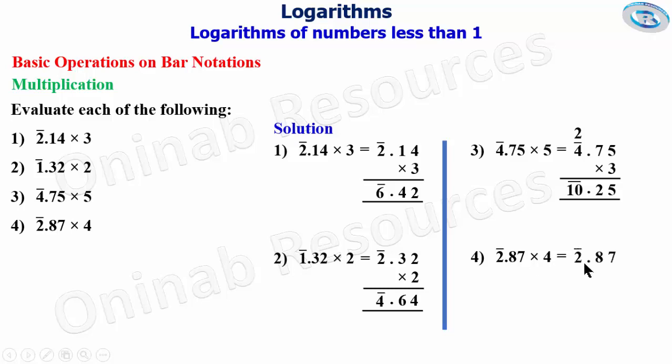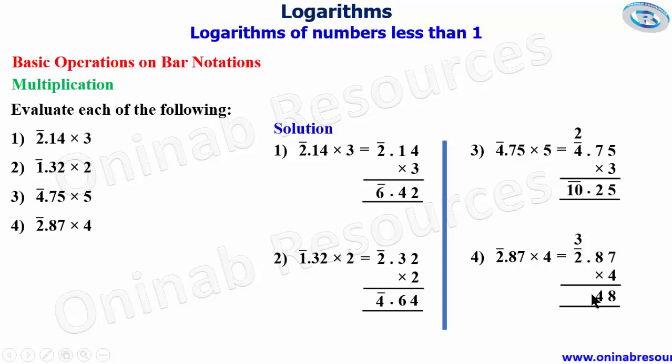In a tabular form again, we have it as bar 2.87 times 4. 4 times 7 gives 28. We write 8 carry 2. 4 times 8 gives 32. 32 plus 2 gives 34. We write 4 and carry 3 to this integer part.